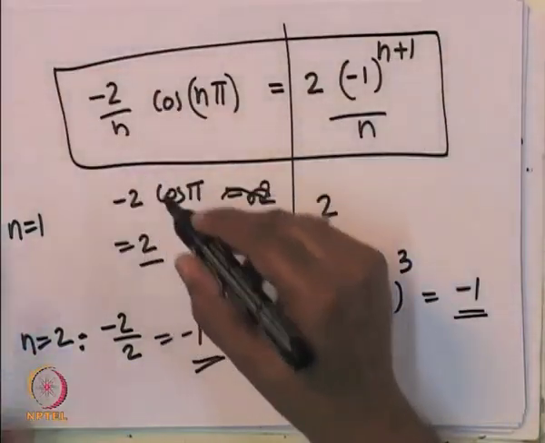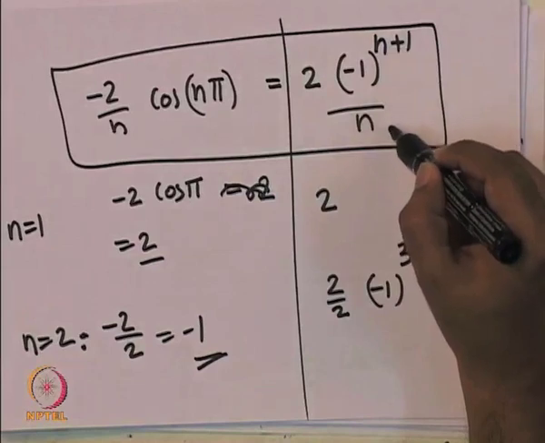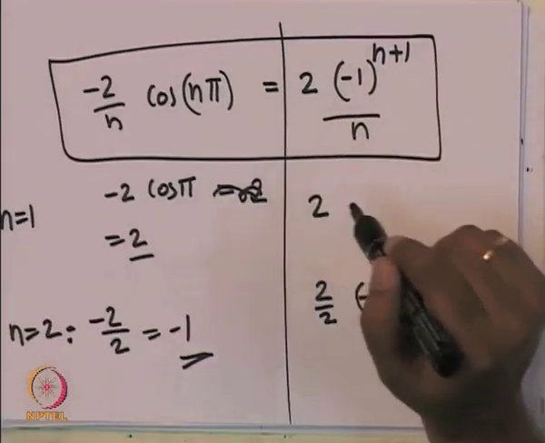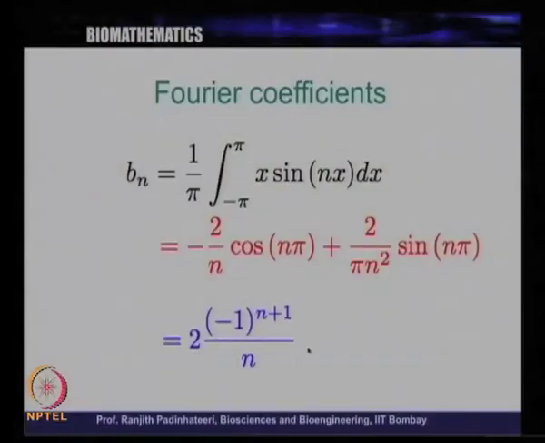So, you can write minus 2 by n cos n pi as 2 into minus 1 whole power n plus 1 by n. So, this is a way of writing cos n pi. So, essentially the only non-zero term is b n. A0 is 0, a n is 0, b n is non-zero, which is this.